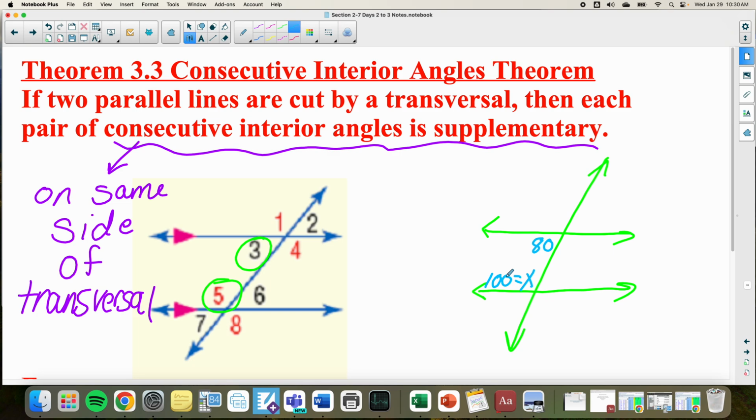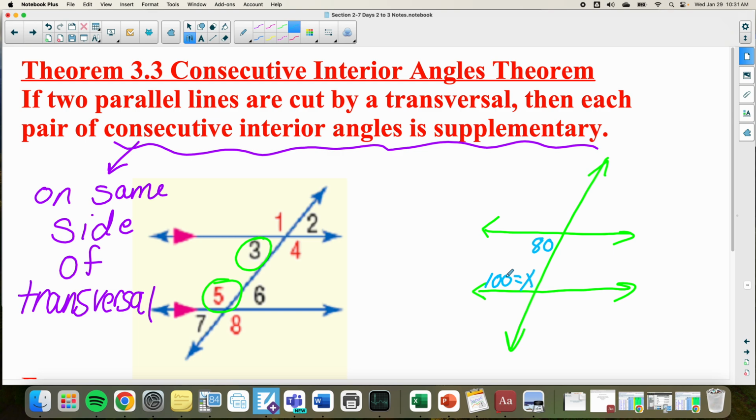So when you have two parallel lines, corresponding angles are congruent, alternate interior are congruent, alternate exterior are congruent, and consecutive interior are supplementary, which if you wanted to write, you could say add up to 180 after the supplementary.